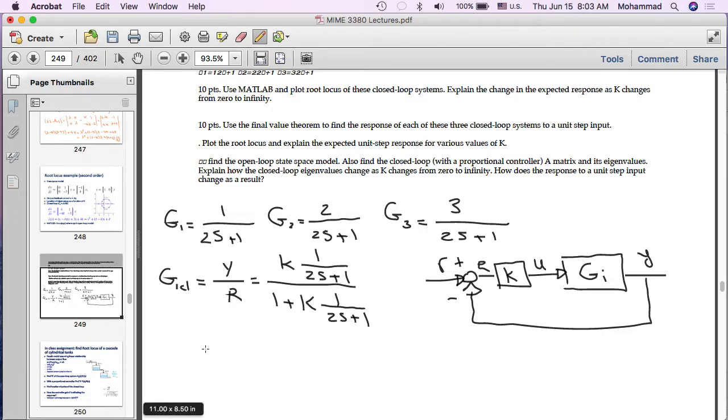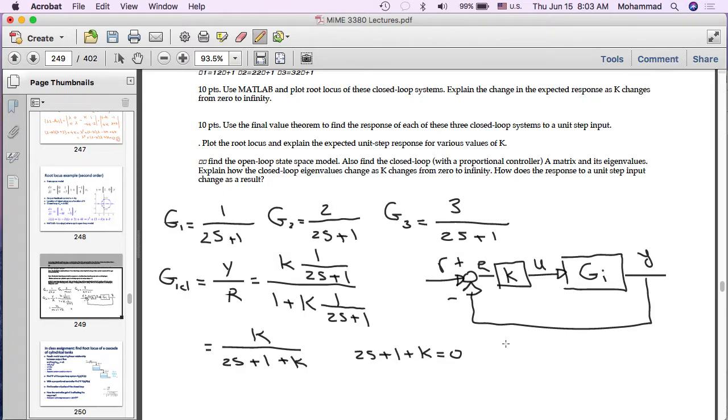The approach is straightforward. We need to make 2s plus 1 the common denominator of the denominator, so we can simplify it with 2s plus 1 from the numerator. If we do this, we'll have K in the numerator, and 2s plus 1 plus K for the denominator. In order to find the pole of the closed loop system, you set 2s plus 1 plus K equal to 0.